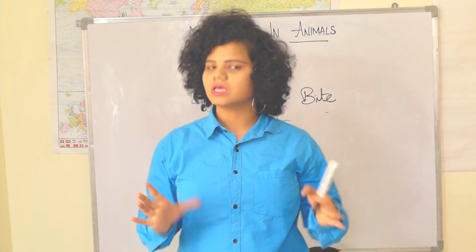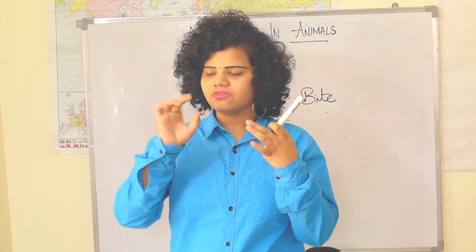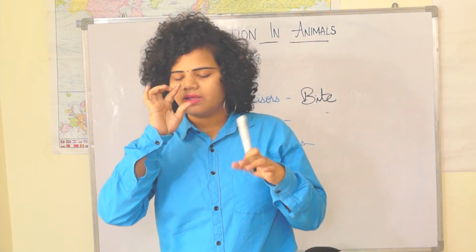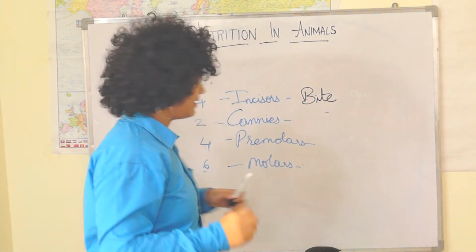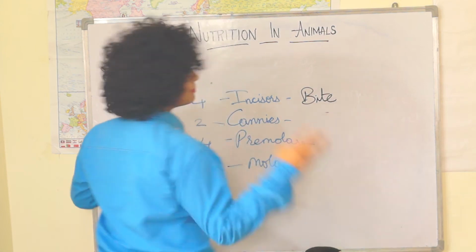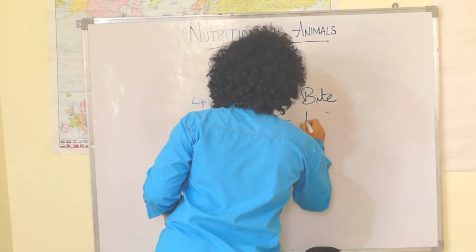We will not grind the apple. It's just biting like this. No, we will not do it like this. We let the piece of apple go here, and now we will try to grind it. But the incisors help to bite the food, and you have the canines.